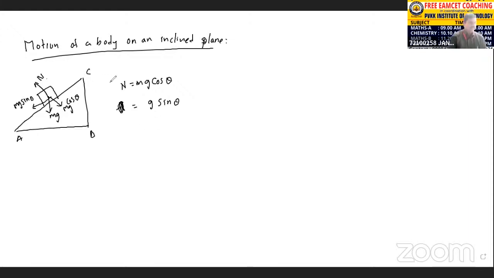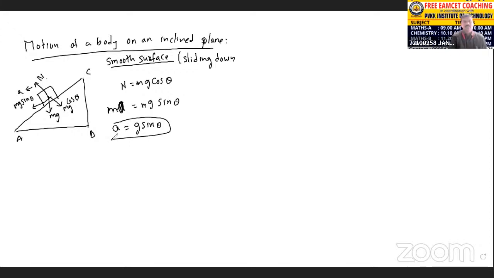Suppose the body slides down a smooth inclined surface, not a rough one. Sliding down, the body moves with acceleration A equal to g sin theta. MA is equal to mg sin theta, the m cancels, and A is equal to g sin theta.